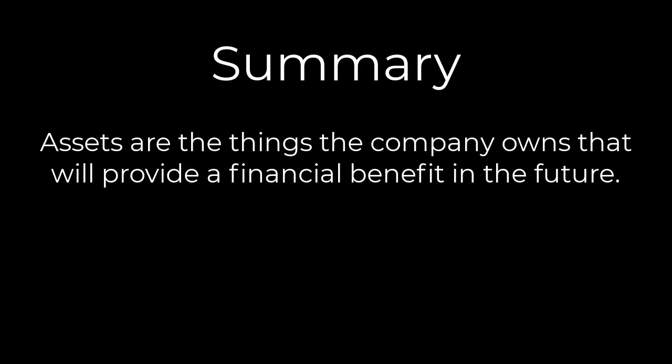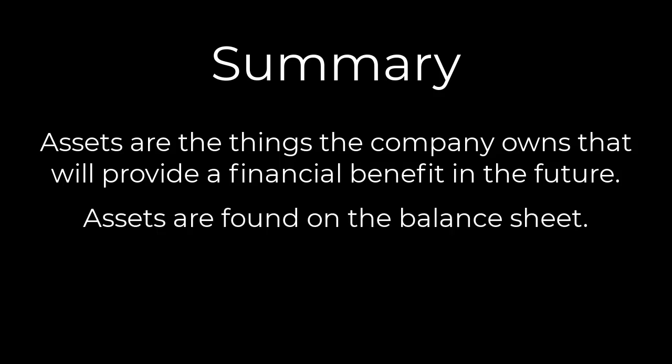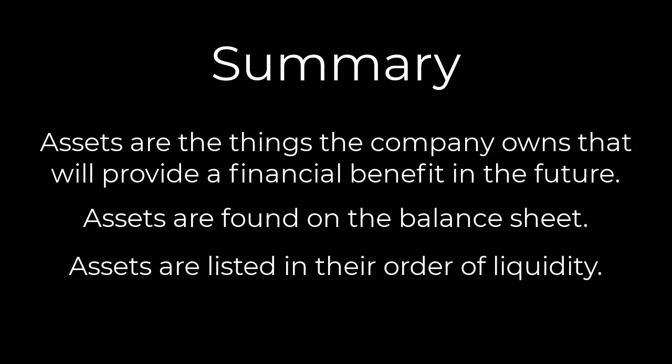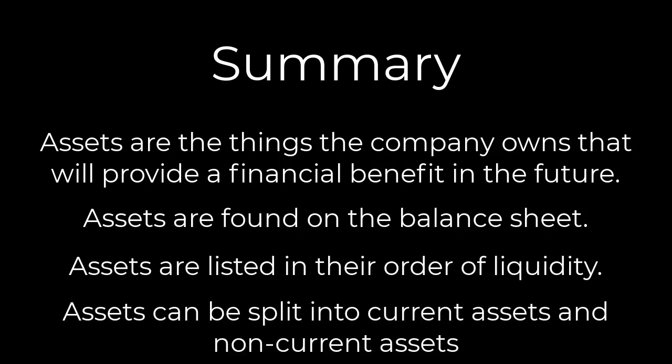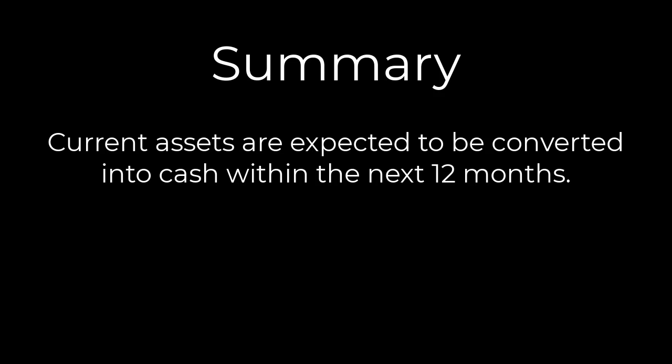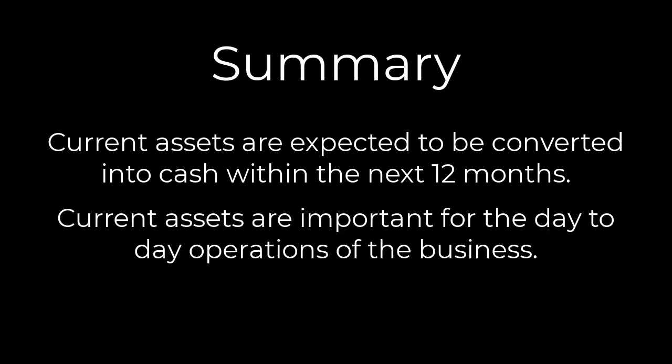Let's summarize. Assets are the things the company owns that will provide a financial benefit in the future. Assets can be found on the balance sheet. Assets are listed in their order of liquidity. Assets can be split into current assets and non-current assets. Current assets are things which are expected to be converted into cash within the next 12 months. Current assets are important for the day-to-day operations of the business.